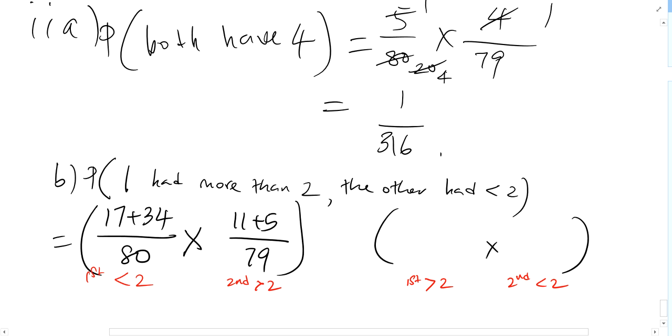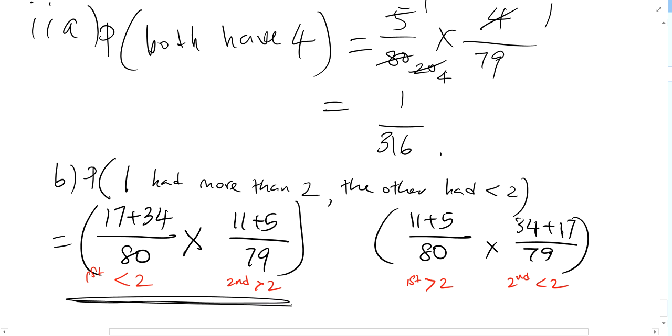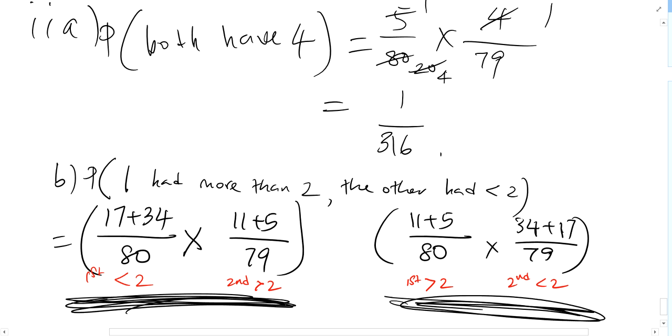Okay, inside here we can write them down easily first. First one more than 2 means 11 plus 5 over 80. Second one less than 2, 34 plus 17 over 79. These are the 2 cases. Is it this case and this case, or this case or this case? Is it an and or or? Or. So if it is an or, we use a plus or a multiply. Plus. Okay so far?